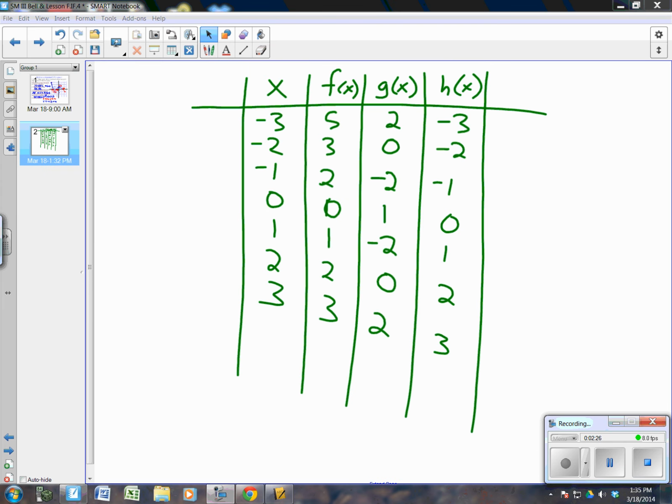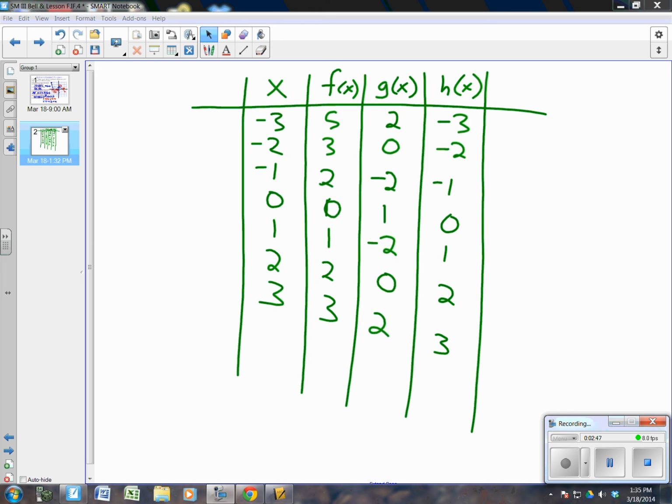Okay. Right here, how many different functions do I have? Not 4. 3. What are my functions called? Okay, I have f of x, g of x, and h of x. What does this column represent?